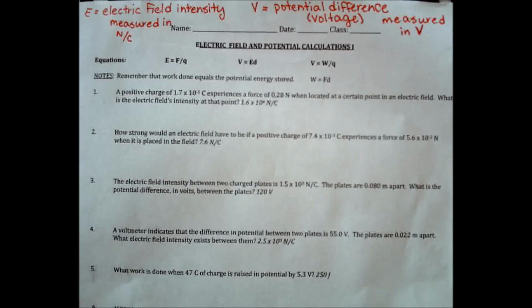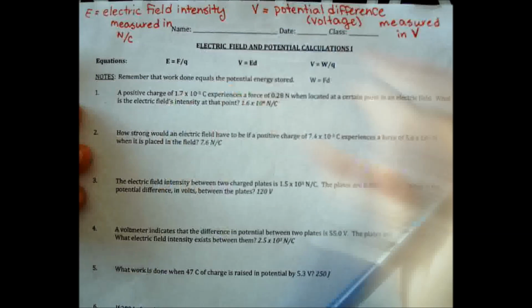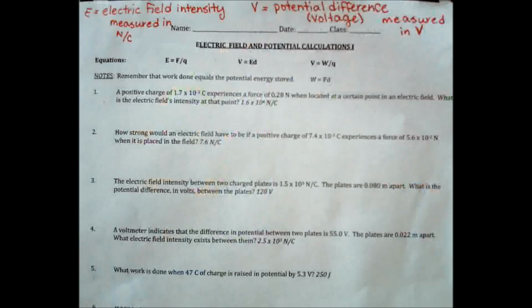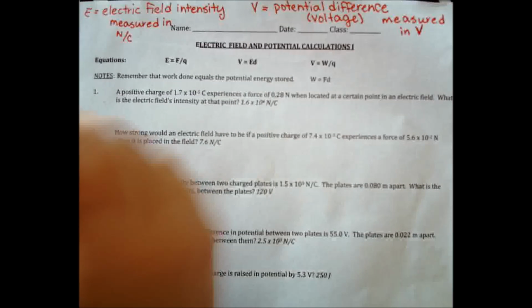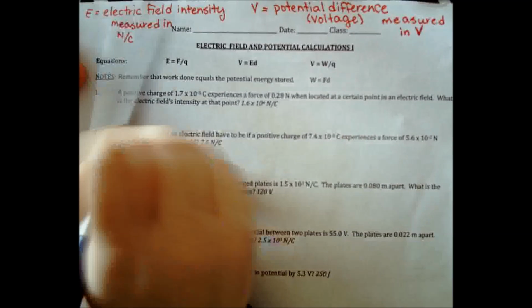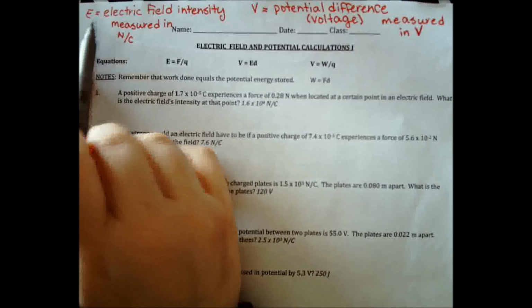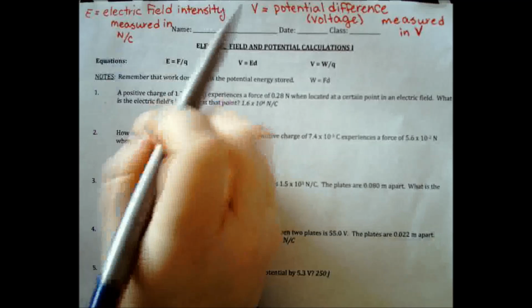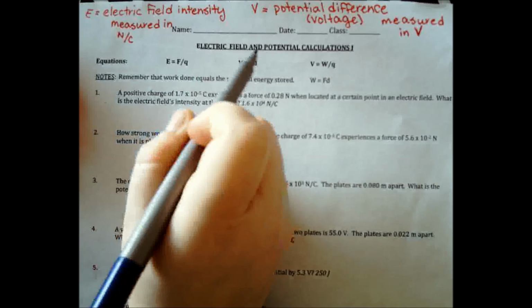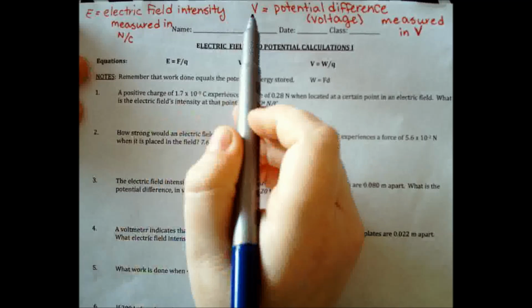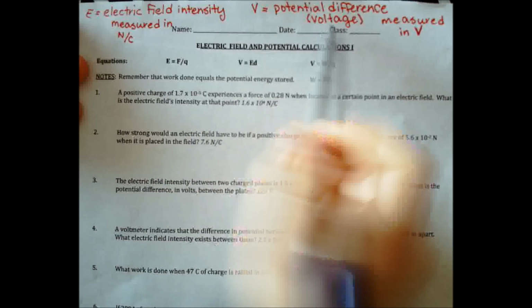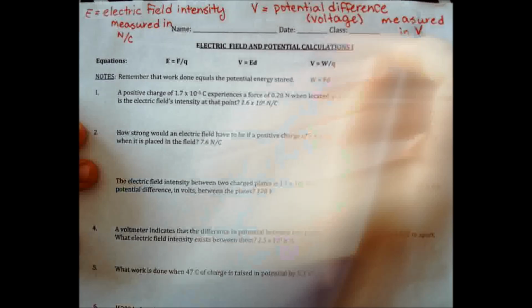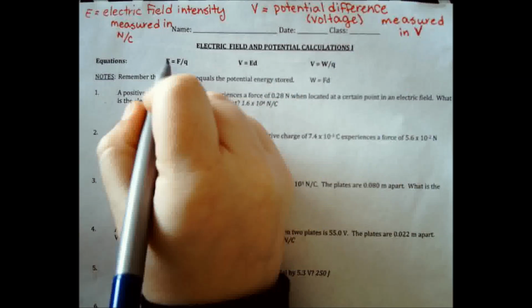Alright, so this is my second video for you guys, this time working the electric field and potential, which says electric field and electric potential calculations. Remember, electric field is technically electric field intensity, shown with an uppercase E and measured in newtons per coulomb. Electric potential, also called potential difference, is uppercase V, sometimes called voltage, and it's measured in volts, which is also an uppercase V.